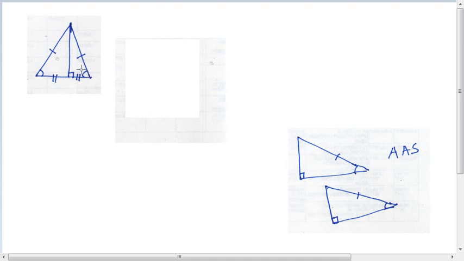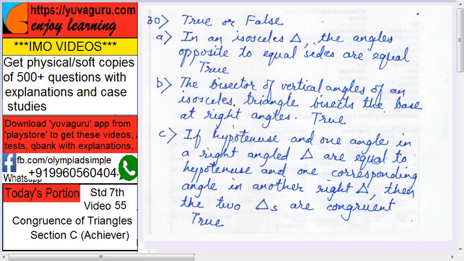Now, base angles means what? The angle opposite to this side is this, and the angle opposite to this side is this. So the angles opposite to the congruent sides are always congruent. That's true. Next, the bisector of the vertical angle of an isosceles triangle bisects the base at right angles.